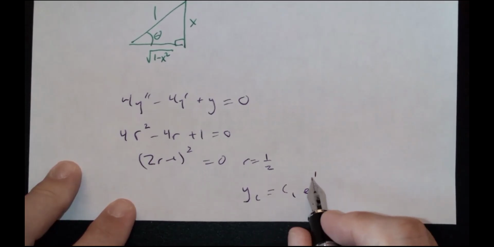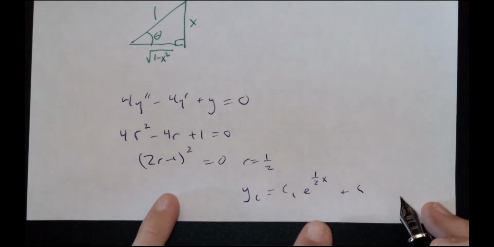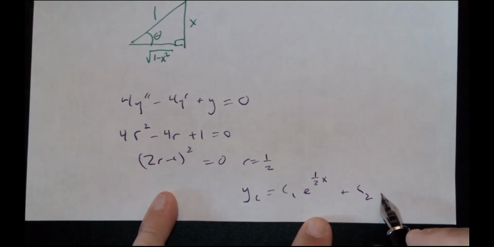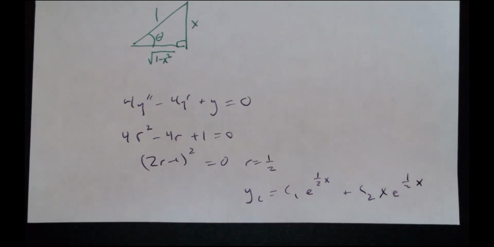So I get c1 e to the 1/2 x. And then what's the second part? x e to the 1/2 x. Perfect. Because that's what happens with a repeated root. So I don't even look at what it equals, not until I do the yp part. yp is for the particular solution for the non-homogeneous equation, and the corresponding homogeneous equation gives yc for the complementary part. I just set it equal to 0.